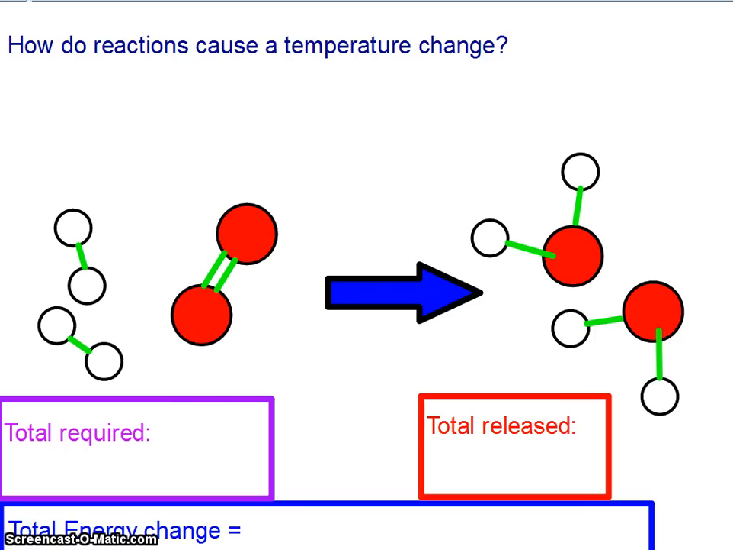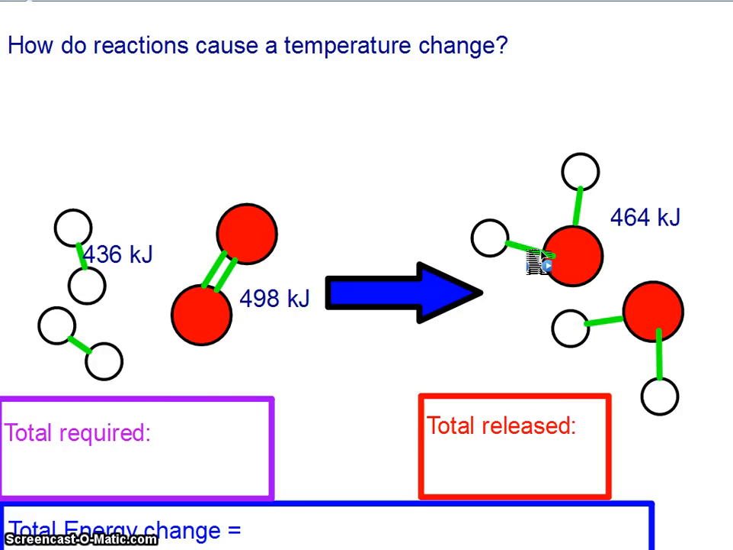So if I look at this reaction, which is the reaction between hydrogen and oxygen to make water, this reaction releases energy, and we can see why. Okay? So each bond that I break between hydrogen atoms requires 436 kilojoules of energy. To break the bond with oxygen requires 498 kilojoules of energy. Each bond that I make over here will release 464 kilojoules of energy.